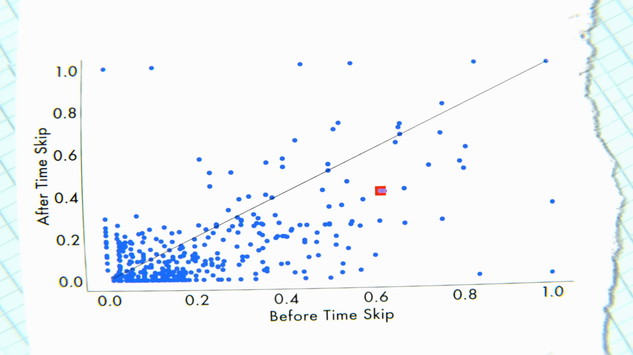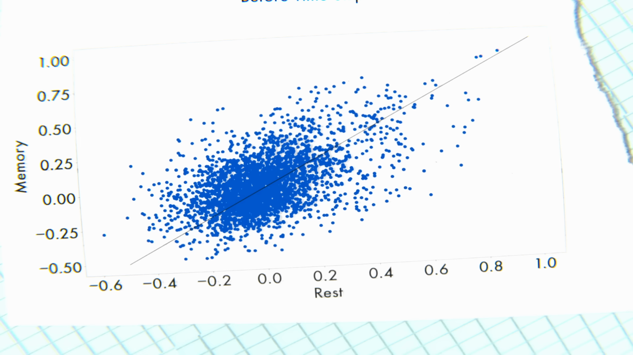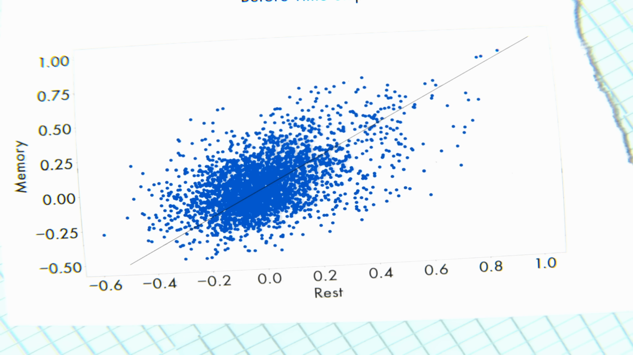And, just like we did for pre- and post-time skip Naruto, we can plot the link strengths during rest on the horizontal and during the memory task on the vertical. By looking at which points are furthest from the diagonal line, we can begin to understand which brain regions are interacting more or less, and how that relates to memory. Of course, that's a change that occurs on the timescale of seconds.